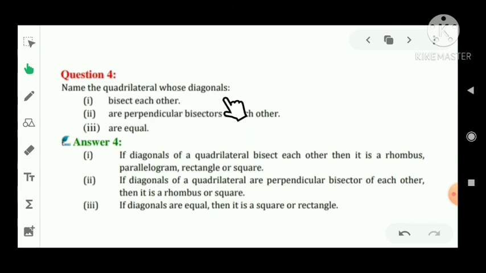Name the quadrilateral whose diagonals bisect each other, are perpendicular bisectors of each other, and are equal. So let's see the first part. If the diagonals of a quadrilateral bisect each other, then it will be a rhombus, parallelogram, rectangle, or a square. In the second part, if the diagonals of a quadrilateral are perpendicular bisectors of each other, it will be a square or a rhombus. And if diagonals are equal, then it will be a square or a rectangle.